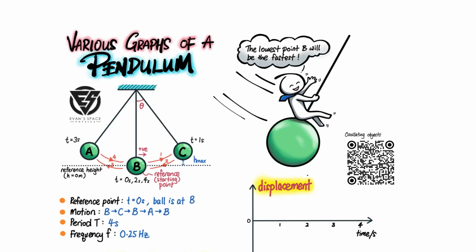In this video, we'll go through the various graphs of a simple pendulum, as you can see here. There are a few things that you need to know about the simple pendulum. Let's consider positions A and C.